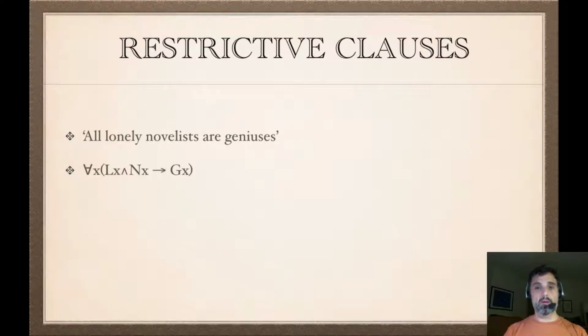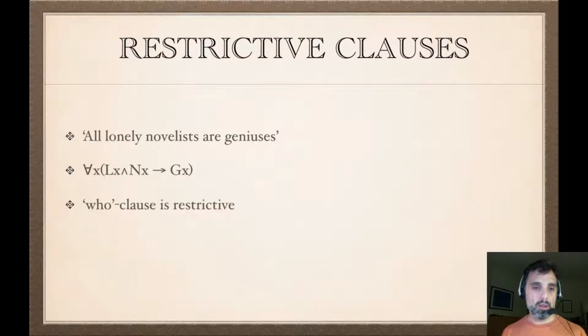We have all lonely novelists are geniuses, so we can say the determinative phrase is all lonely novelists. The verb phrase is genius. All gives us a universal and a conditional. Lonely novelist is the noun phrase in the determinative phrase, so it goes in the antecedent. How do we say that something is a lonely novelist? We say it's lonely and it's a novelist, so Lx and Nx. Genius is symbolized in the consequent, so Gx.